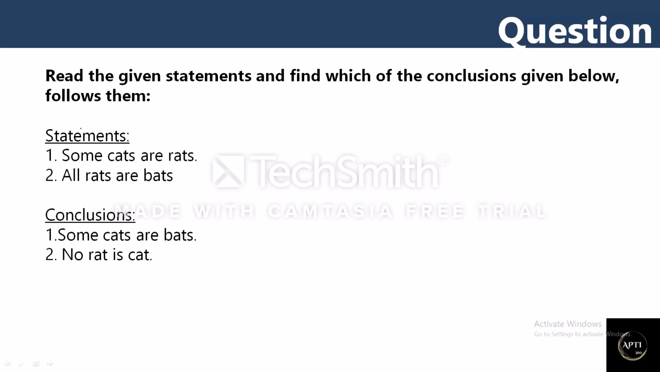I hope you have a clear idea of what syllogism is and how the questions are asked in the exams. You can pause the video and try it on your own. Some cats are rats. How can I draw that? This is the rat circle and this is the cat circle. Some part of cats is rat, so here this is the part. All rats are bats. When we are talking about the diagram between rats and bats, without touching cat, without disturbing cat, it is not possible, of course.